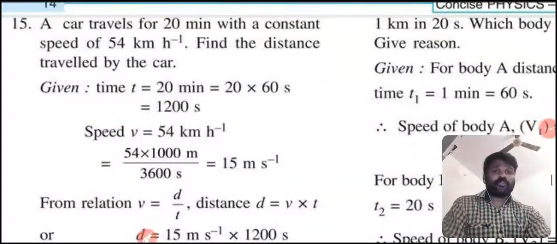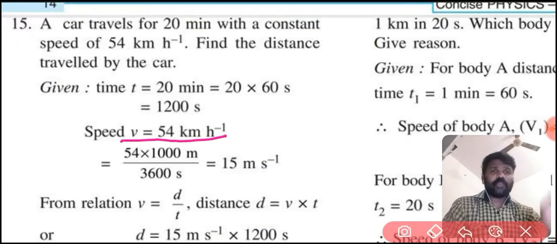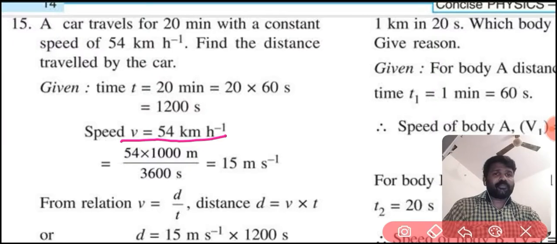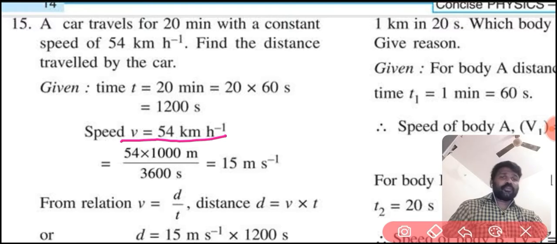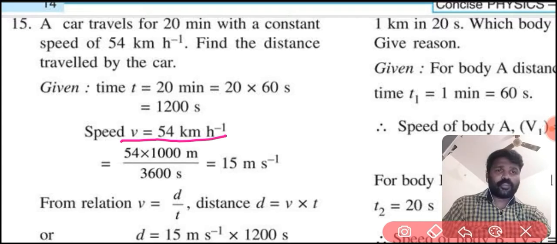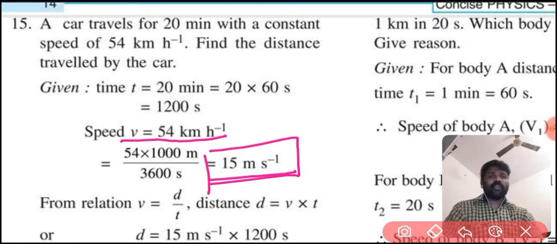Okay. Now speed v is already given here, 54 km per hour. The speed v is equal to 54 km per hour. Then that is equal to 54 into 1000 meter divided by 3600 seconds, that is equal to 15 meter per second. We are going to convert this one into meter per second.